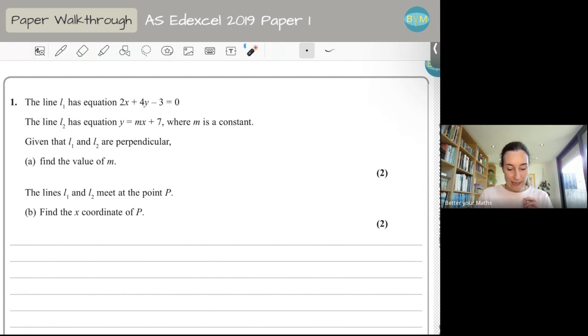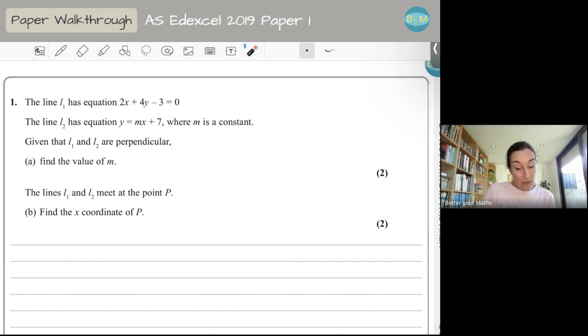You have line L1 with this equation, line L2 with this equation, and M is a constant. You all know that this is the gradient. When we have the equation in this form, this is the gradient, this is the y-intercept. Given that L1 and L2 are perpendicular, we have to find the value of M. When two lines are parallel, the gradient is the same. When two lines are perpendicular, the gradients are negative reciprocals of each other.